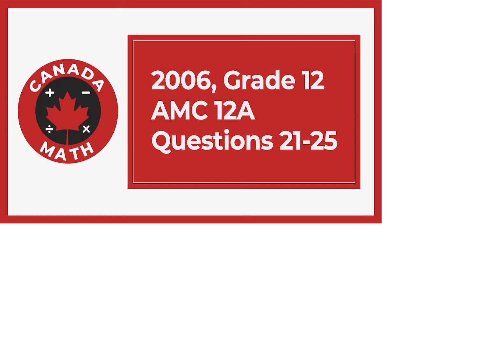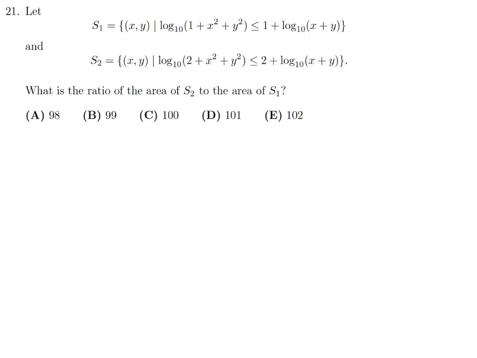Questions 21 through 25 on the 2006 grade 12 AMC 12A. Let S1 be all x and y such that the log base 10 of 1 plus x squared plus y squared is less than or equal to 1 plus log base 10 of x plus y, and S2 be xy such that the log base 10 of 2 plus x squared plus y squared is less than 2 plus log base 10 of x plus y. What is the ratio of the area of S2 to the area of S1?